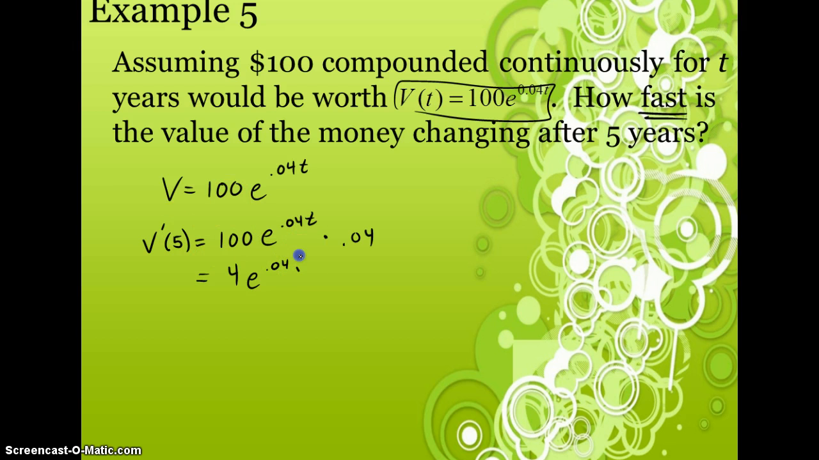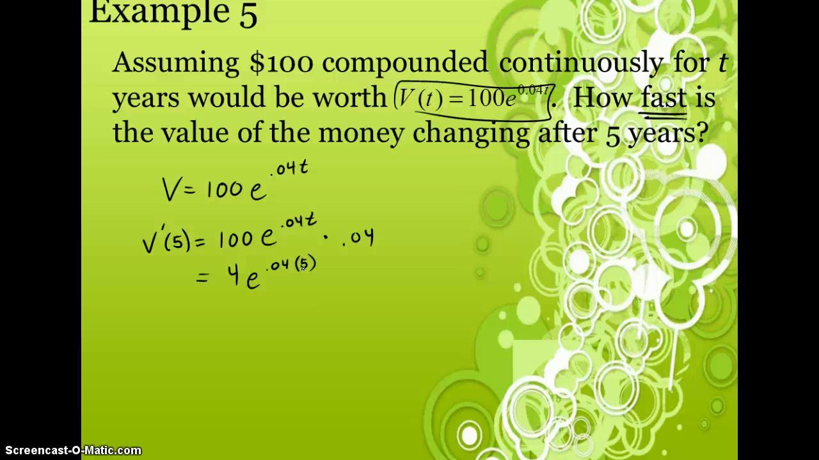I want that t to be 5 because that's the year I'm talking about, and then that's going to give me my answer. 0.04 times 5 is a number, e to that power is a number, times 4 is a number, and that's my rate of change. And that would basically be dollars per year at that moment.